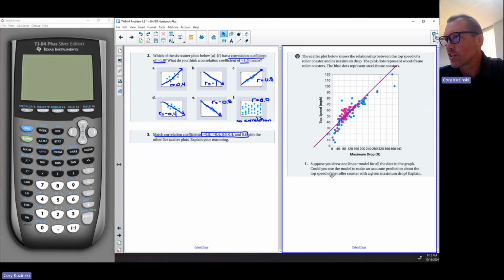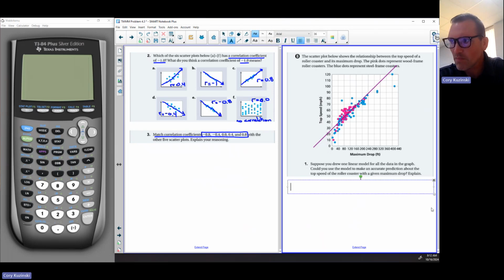So the question is here, could you use the model to make an accurate prediction? Could we use this line to make a prediction? So if I said the maximum drop was 160 feet, would you feel confident saying that the top speed was about 70? I mean, I kind of would. I wouldn't say it's exactly 70, but I'd say it's probably around 70. Whereas in here, the maximum drop of 100, yeah, it kind of varies a little bit, but I'd feel pretty confident because the points are all pretty close to that line, okay?